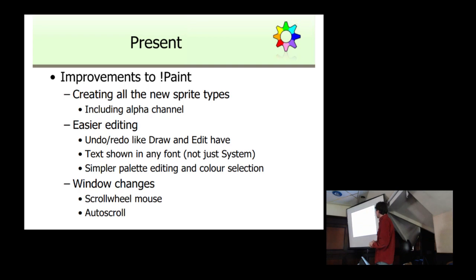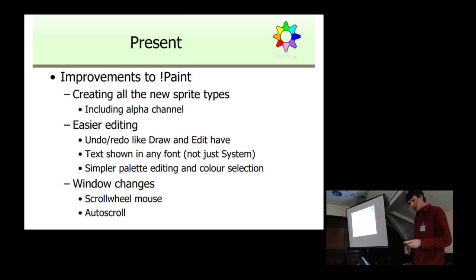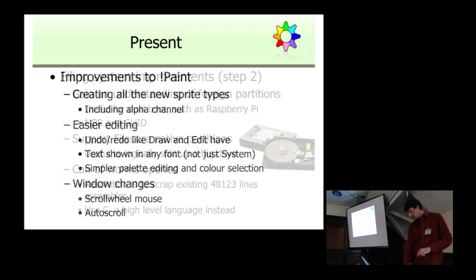Drawing text in a font that's not the ugly system font, so proper outline font support within Paint. And also some simplifications to the way that the control of Windows works, which I have on a Raspberry Pi on this other desk, which I will show some of these things in a moment. So I'll plod through the couple of slides and I'll show you them in action.